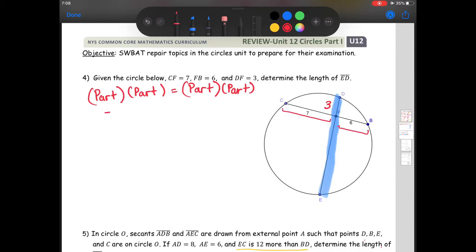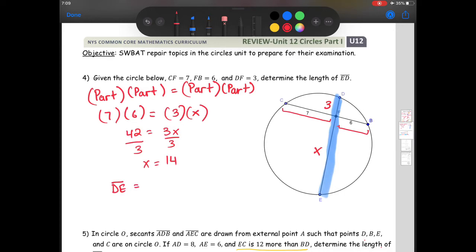So I'm going to say 7 times 6 is equal to the other chord, 3 times FE. I don't know FE, so if I don't know something, let's call it x. And now it's simple solving. 7 times 6 is 42 equals 3x, divided by 3, I get x is equal to 14. But that's not answering my question. x was only FE. I want to know DE. So segment DE is equal to 3 plus 14, which is 17 units.